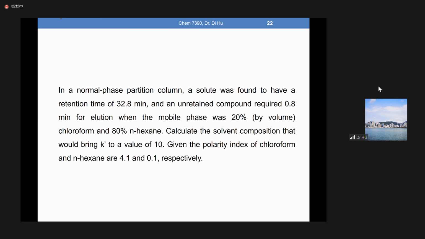Okay, so now it's a normal phase partition column. The solute was found to have a retention time of 32.8 and an unretained compound required 0.8 minutes for elution when the mobile phase was 20% chloroform and 80% N-hexane. Calculate the solvent composition that would bring the K value to 10. I give you the polarity index of chloroform and N-hexane to be 4.1 and 0.1 respectively.